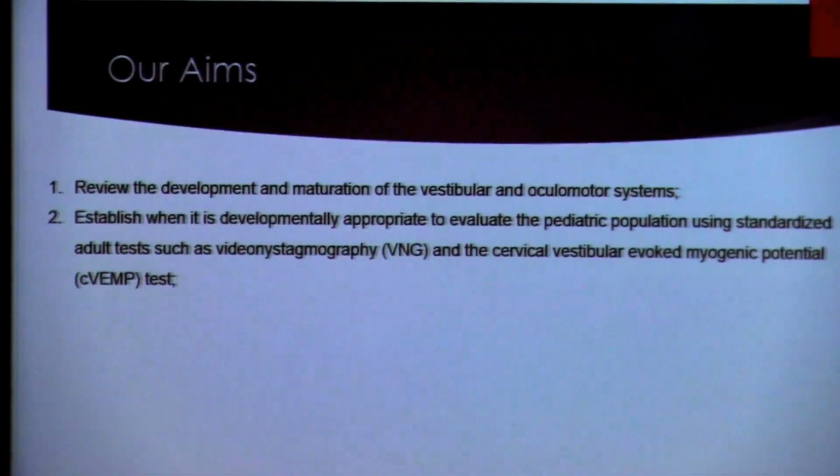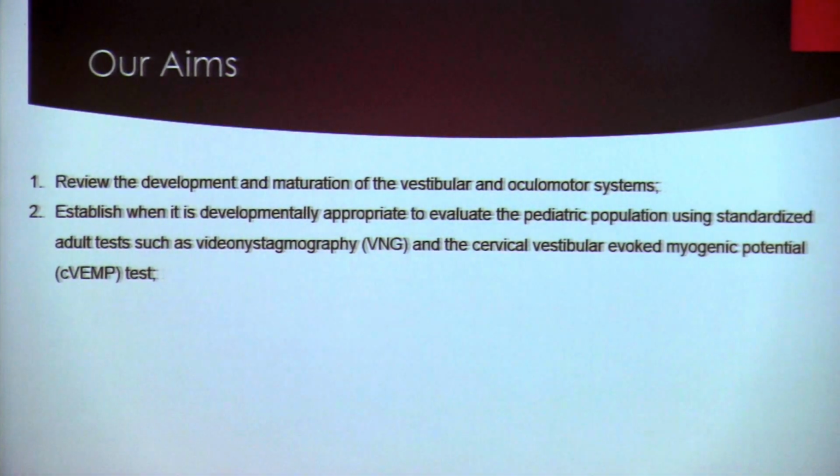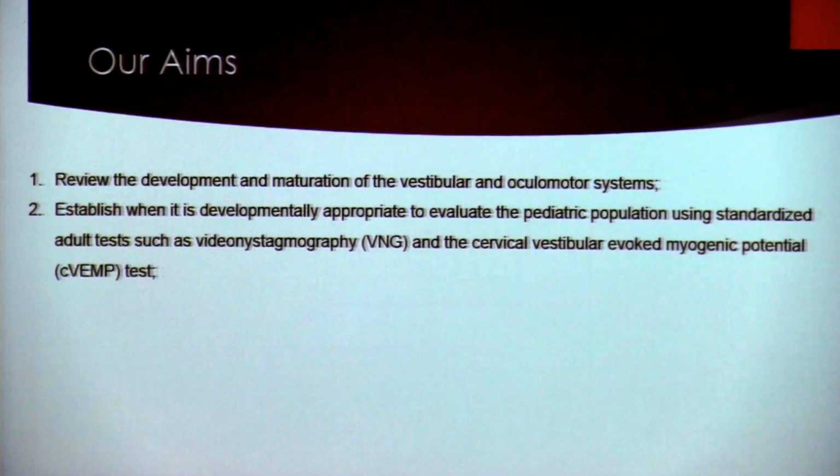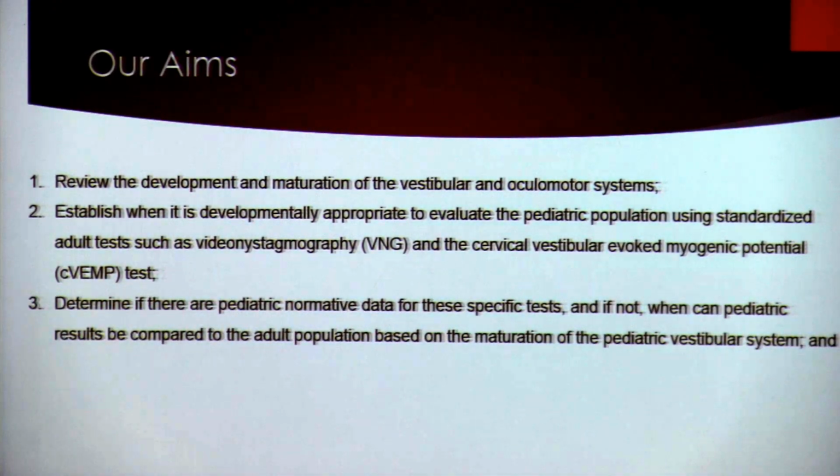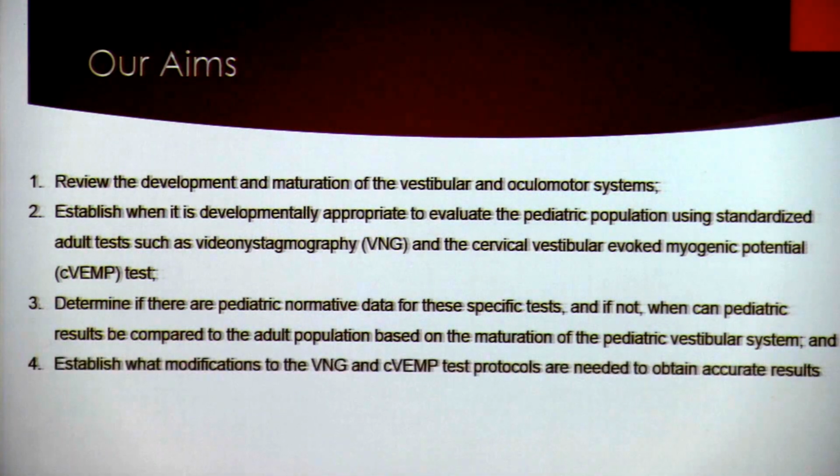So the aims of our study were to review the development and maturation of the vestibular and ocular motor systems, to see when it's developmentally appropriate to actually do these tests on children, and to see if there's normative data for the tests on children, and if not, when the systems are mature enough to be compared to adult normative data, and what some modifications to the test battery might be to make them more child-friendly.